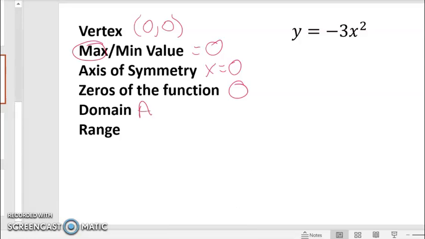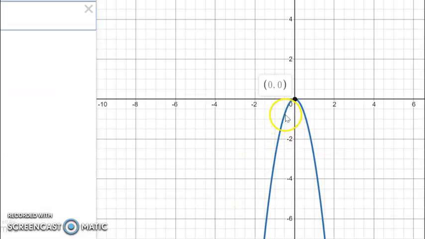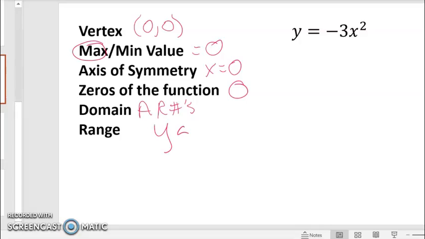My domain is all real numbers. It's not going to change. My range. My graph starts at 0 and all my values for y are below that. So y is less than or equal to 0. Okay?